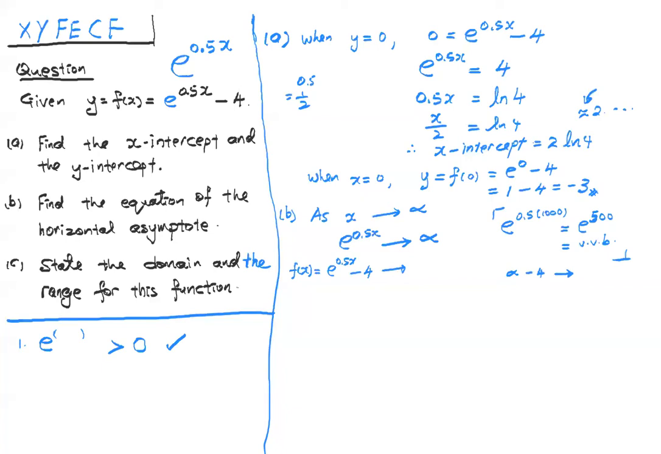That means if I have a lot of money, and I just give you 1 ringgit, it's still a lot of money. So it's infinity. Is there an upper boundary? No, it will go on and on. So here there is no horizontal asymptote in this direction.